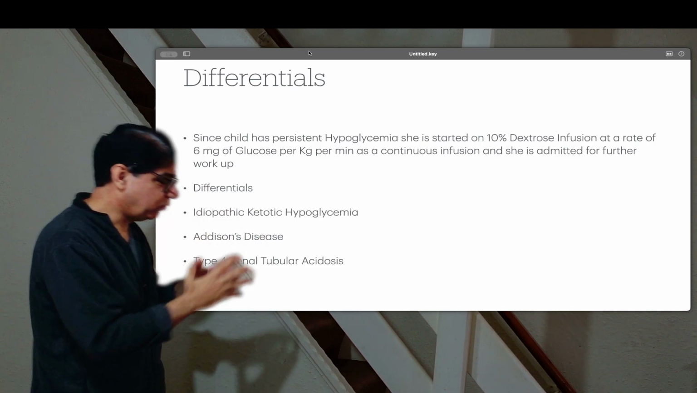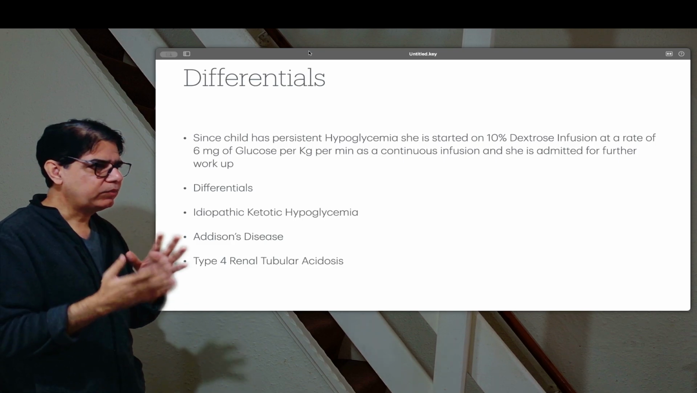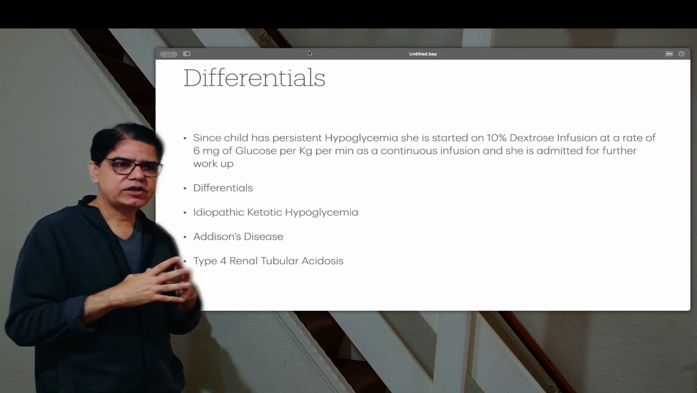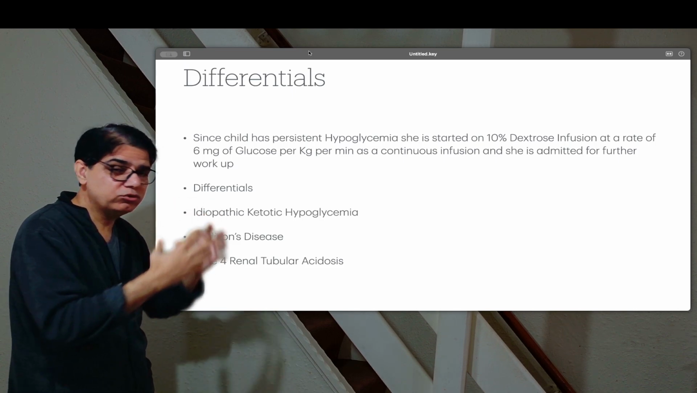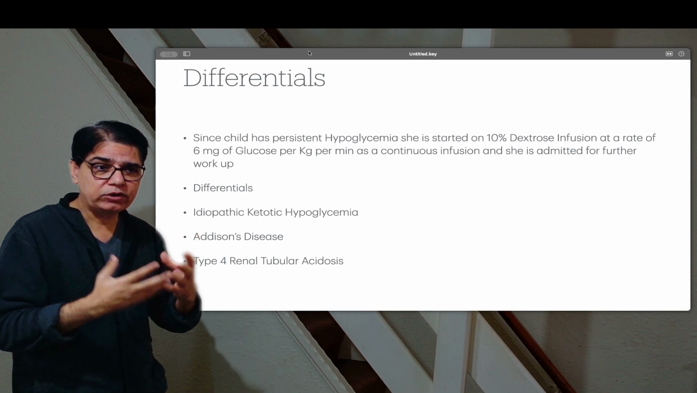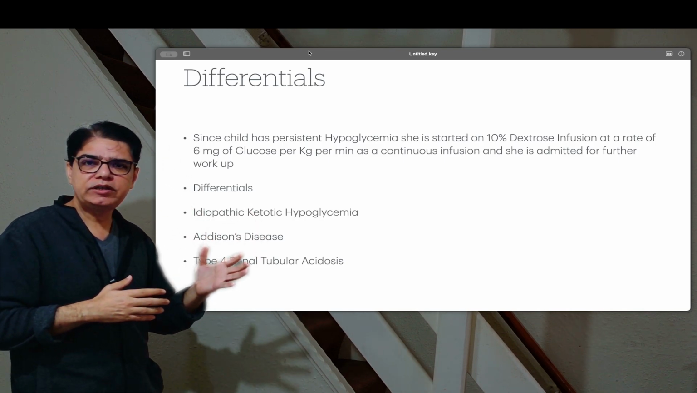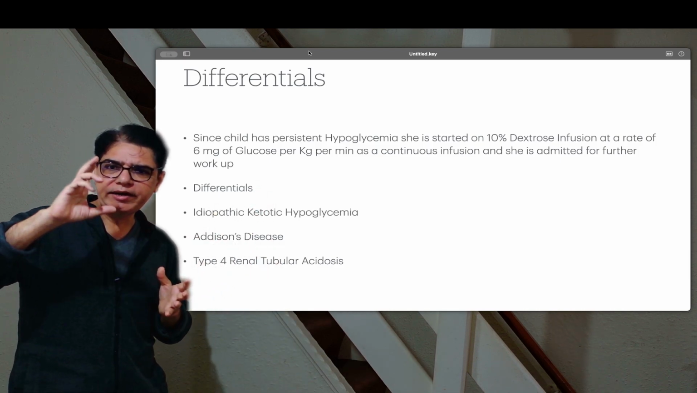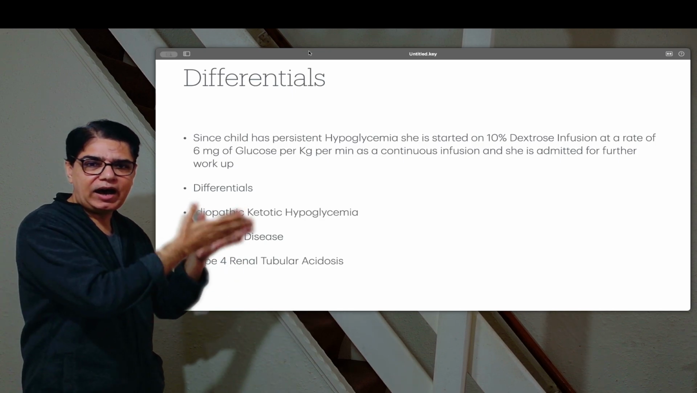Now, there are three types of RTAs: type 1, type 2, and type 4. There's no type 3. Type 1 and type 2 are known as distal and proximal renal tubular acidosis. They are associated with metabolic acidosis, but the hallmark of type 1 and type 2 is hypokalemia. So they are always associated with low potassium. Here, you see there is high potassium. So it's only type 4 renal tubular acidosis that gives you hyperkalemia.